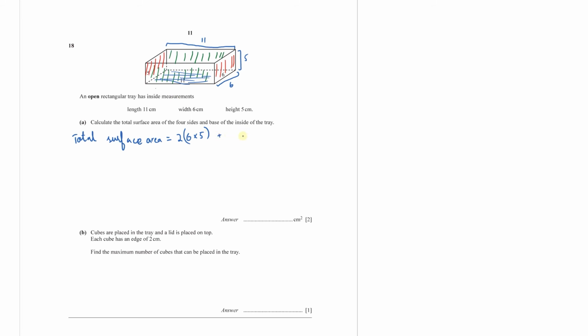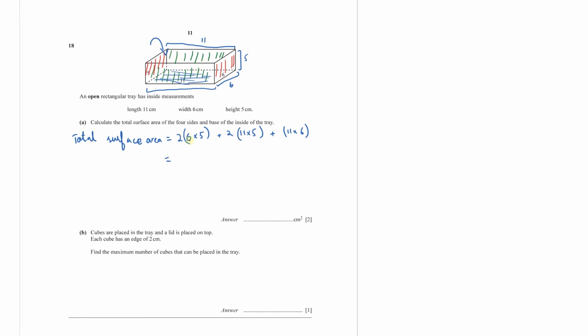So you will add plus 11 into 5, and then again, since there are two green sides, which are this front one and the back one here, so this will be multiplied by 2 as well, plus this bottom one, which is 6 centimeter on one side, and then this 11 centimeter on this side. So plus 11 into 6, and you will not multiply it by 2 because this top here is open, so this is not included in the surface area.